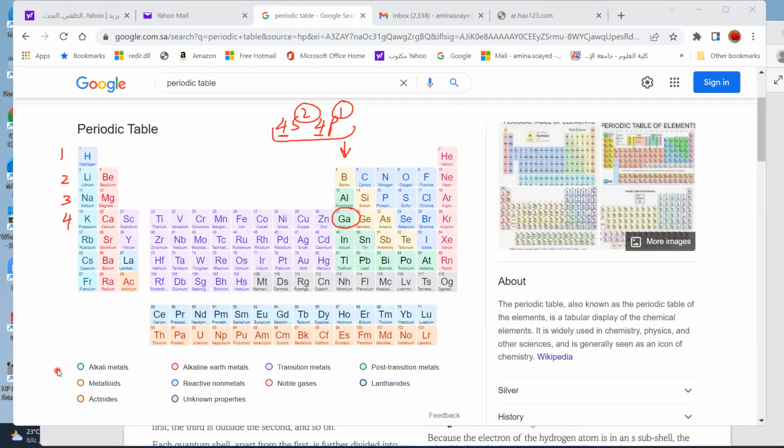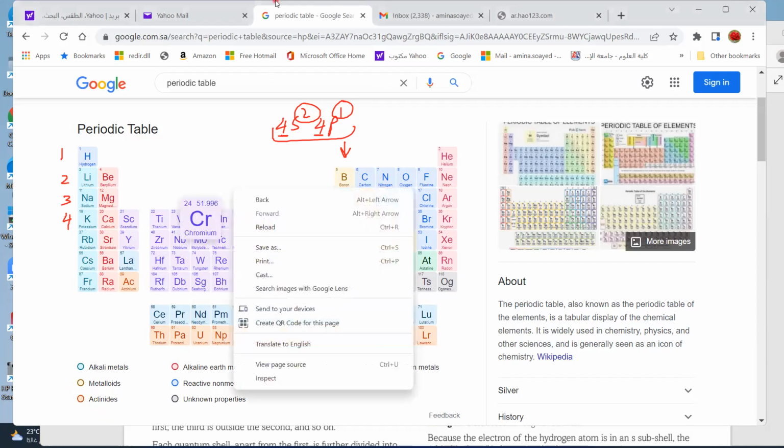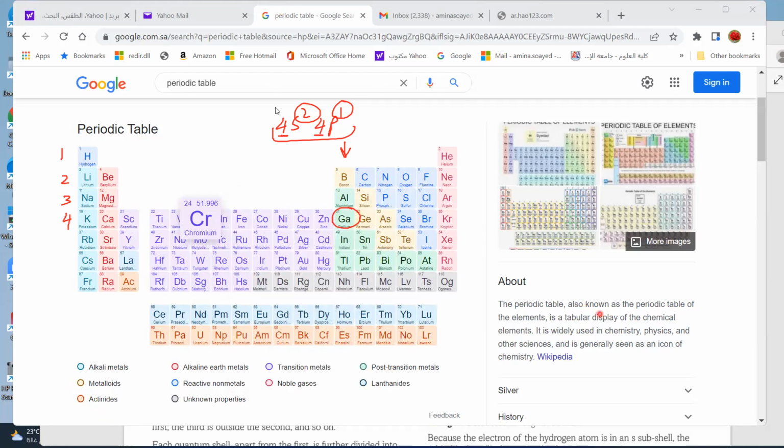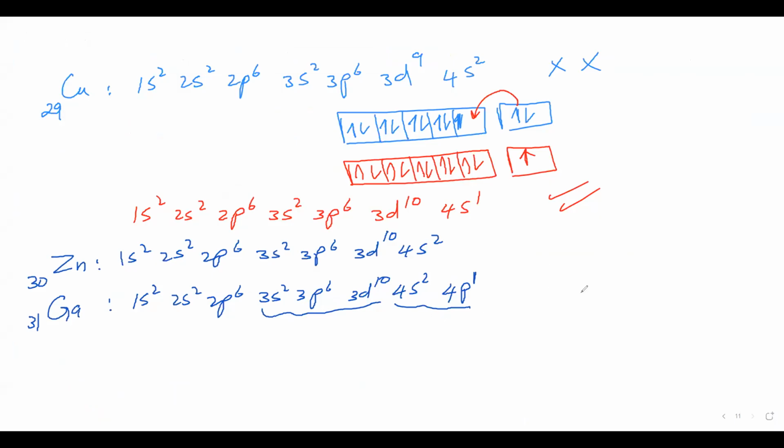Understand, or do you have any question? Okay. Now we return back to the electronic configurations. And we said that we draw the electron as an arrow like this or an arrow like that. What does this arrow mean?